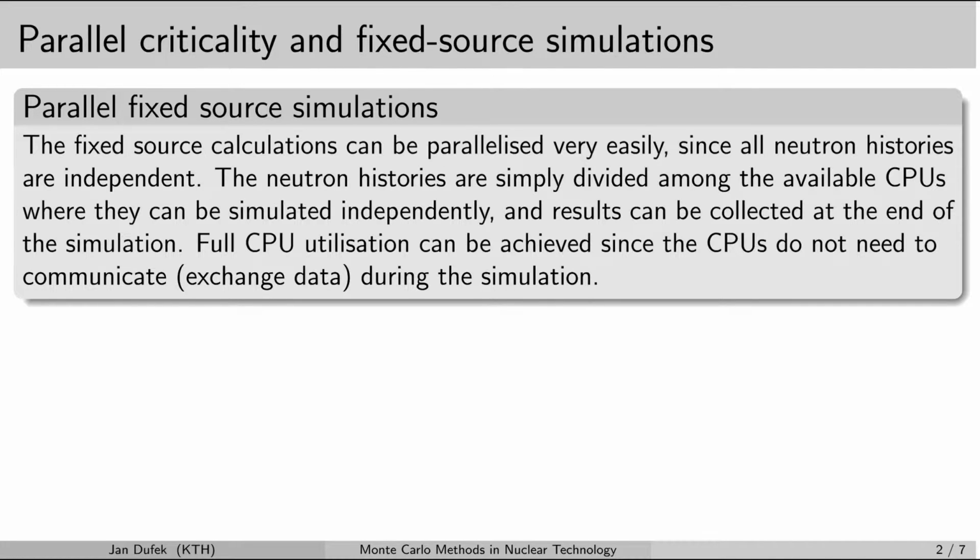Now, when you run a fixed source simulation on a single processor computer, this simulation actually represents a loop, and the steps within this loop represent the neutron histories. The steps within the loop are actually independent of each other because these neutron histories are independent. We know the place at which the neutron histories start. So that is actually very easy to parallelize.